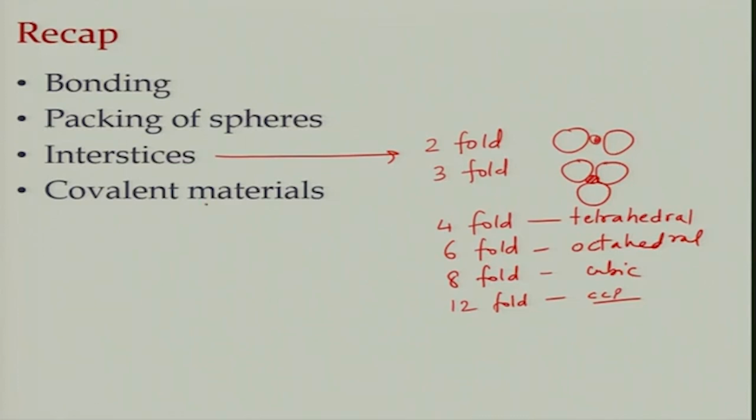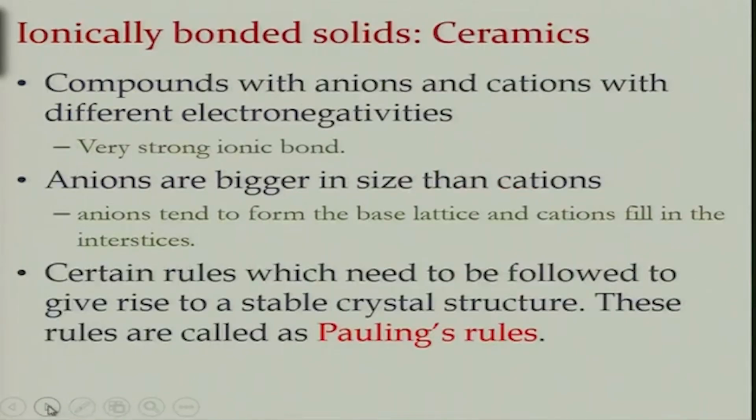And then we looked at some examples of covalent materials such as diamond, silicon, and then of course examples are silicon carbide, zinc oxide. So all these cubic structured materials, they follow diamond structure. So in this lecture now we will move on to ionically bonded materials, which are basically ceramics, and a lot of dielectrics are basically ionically bonded.